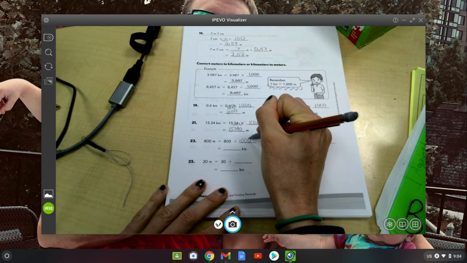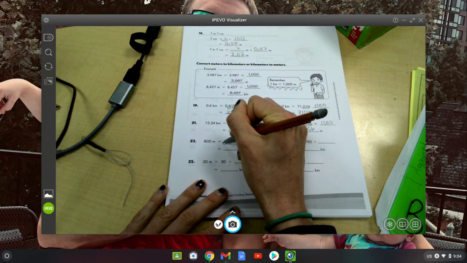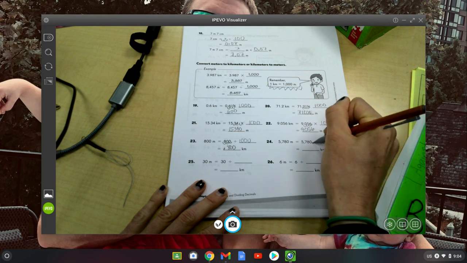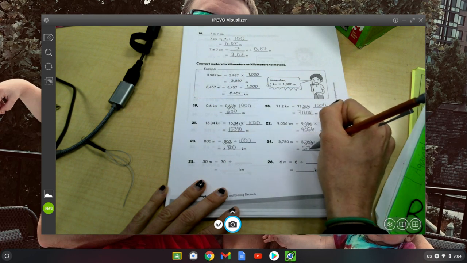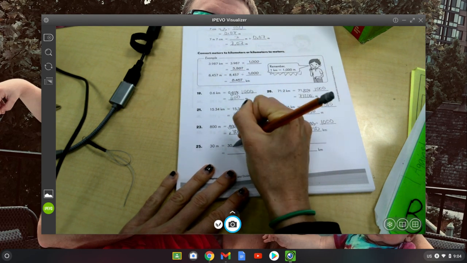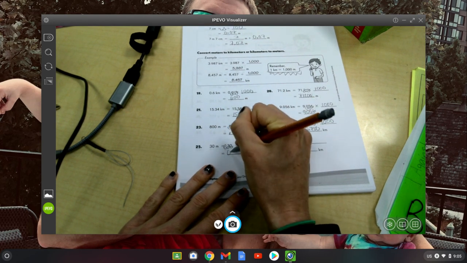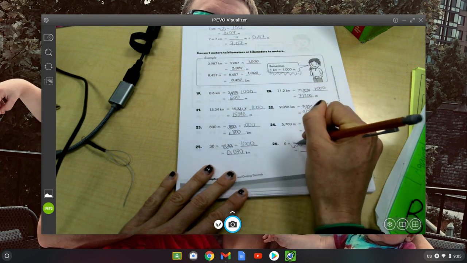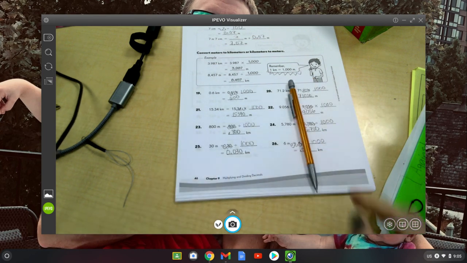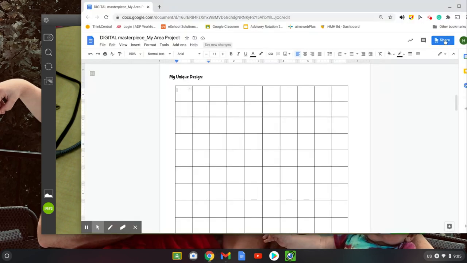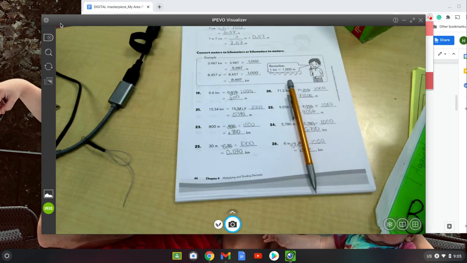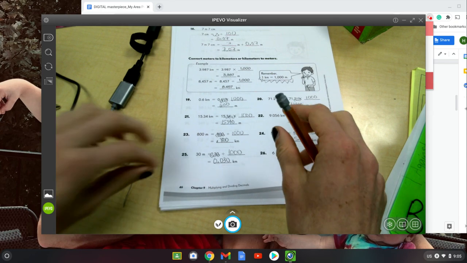Now I'm going to divide by 1,000, right? Moving over 1, 2, 3. Dividing by 1,000, moving over 1, 2, 3, putting my 0. Dividing by 1,000, moving over 1, 2, 3, putting in my zeros. All right, and we're back. Next page here.